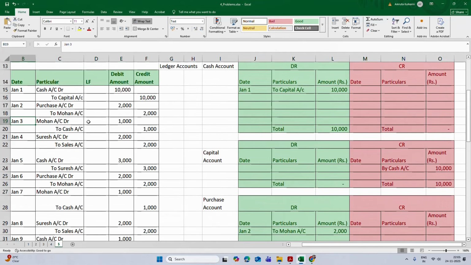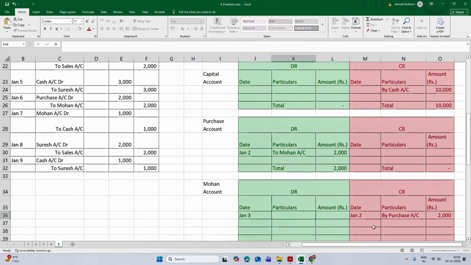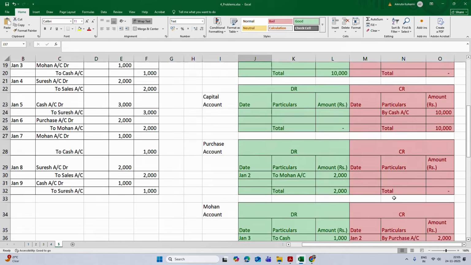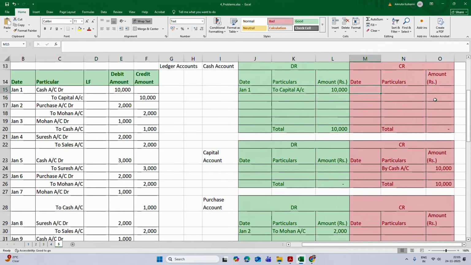Then on Jan 3, Mohan account is debited 1000 and cash account is credited 1000. So on Jan 3, this Mohan account is debited to cash rupees 1000, as well as I will have to make this entry in my cash ledger also, that is on Jan 3 by Mohan on credit side 1000. So this is by Mohan account. How much is this? 1000 rupees.